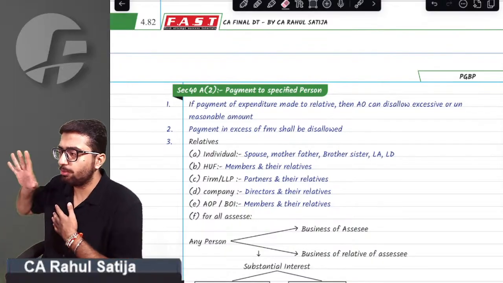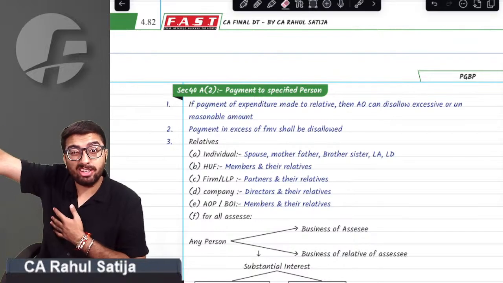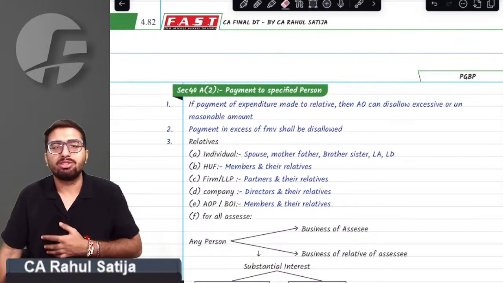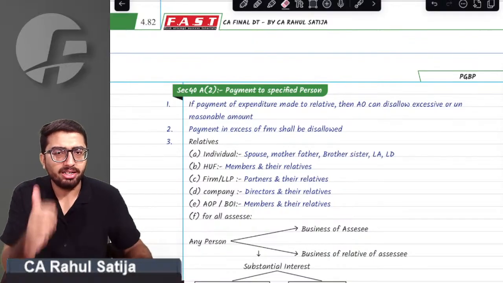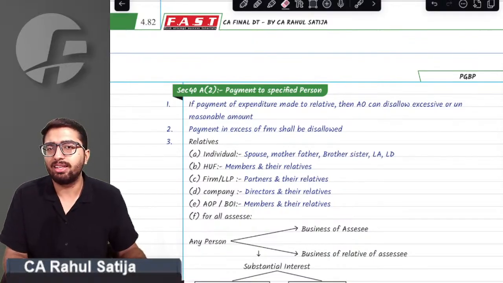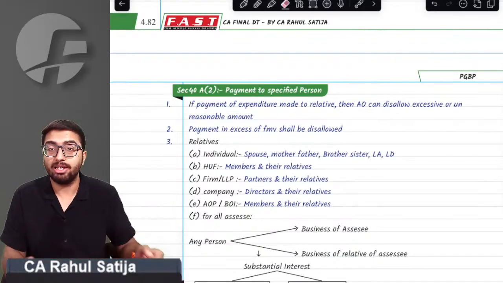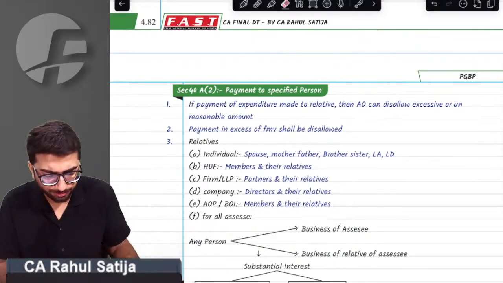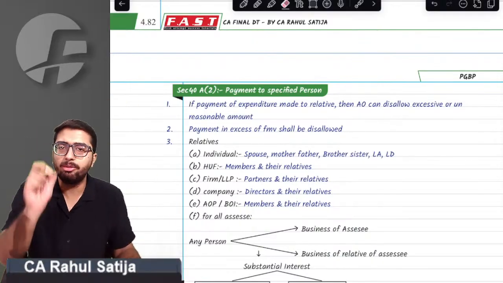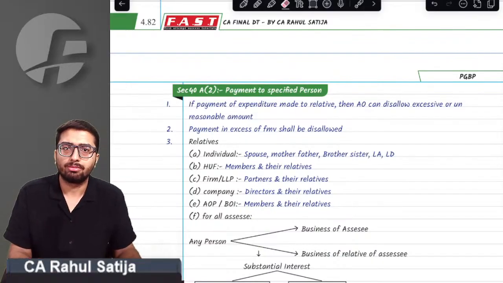For example, if I am supposed to buy certain things at rupees 1,000 and I am intentionally paying 10,000 rupees, the provision says 9,000 will be disallowed. Whether intentionally or unintentionally, if I am paying anything extra, that shall be disallowed. So we got your point. Who is your relative for the purpose of section 40A(2)? Sir, you have to remember this relative.